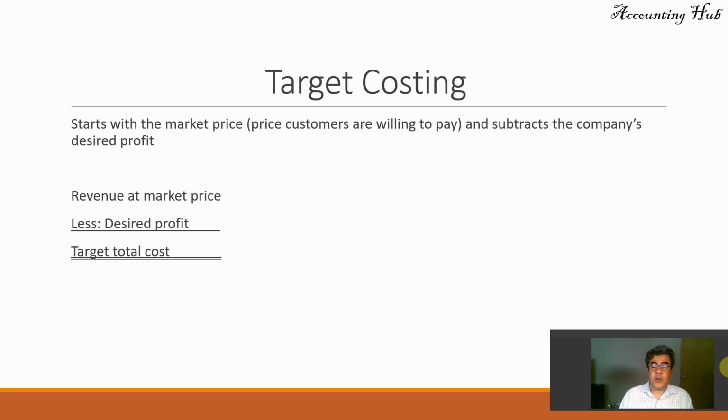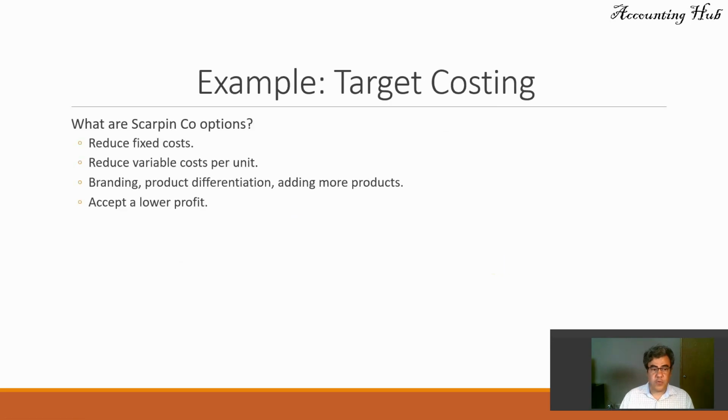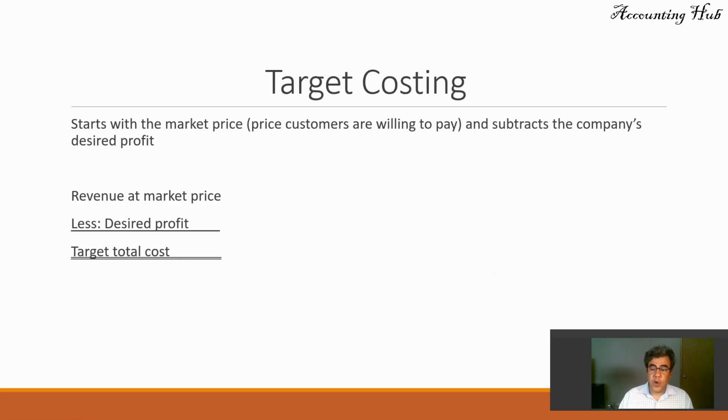Target costing works with the following formula: revenue less desired profit equals total cost.